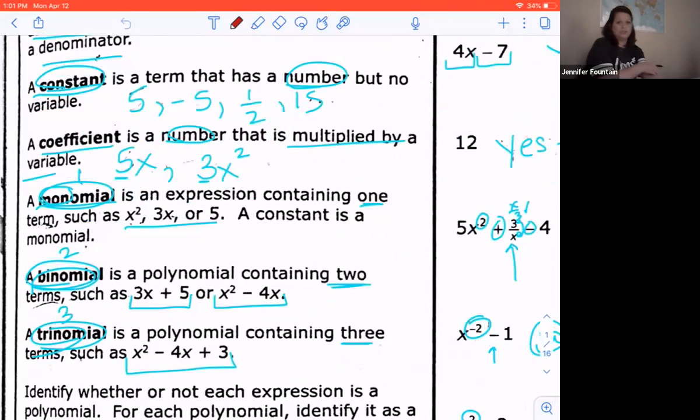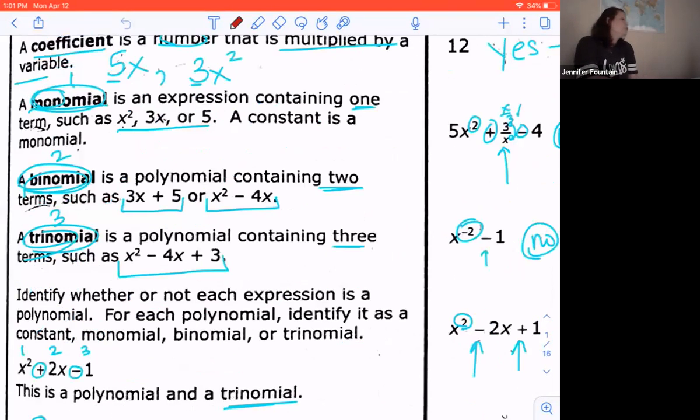A constant is just a number by itself. A coefficient is a number with a variable that may or may not have an exponent. A monomial is only going to be a single term. A binomial is going to be two terms. A trinomial is three terms. And then anything over three we'll call a polynomial. Okay, so if it's four, five, six, however many terms it is, that's when we use the prefix poly to mean many. And also remember that each term is separated by a plus or minus sign.